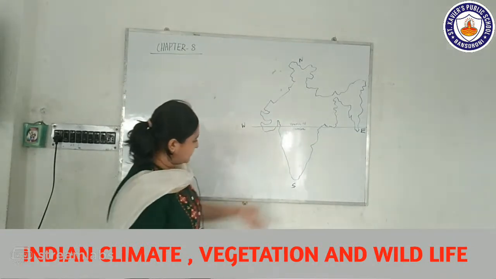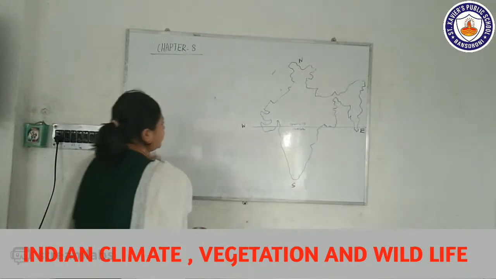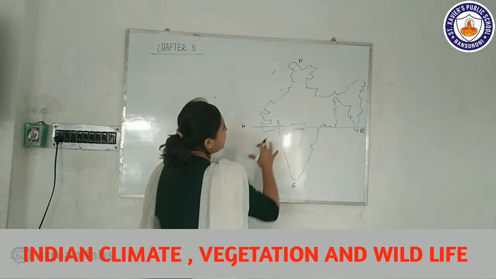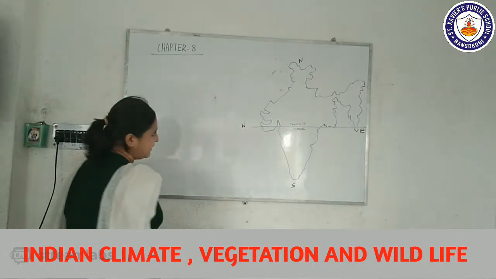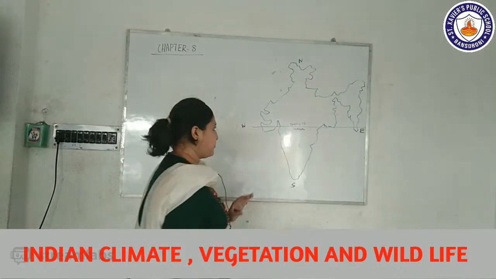It has four sides: northern, southern, western and eastern, right? On the basis of the areal extent, it has a great climatic diversity. So we first talk about the northern side of the Indian subcontinent, right?